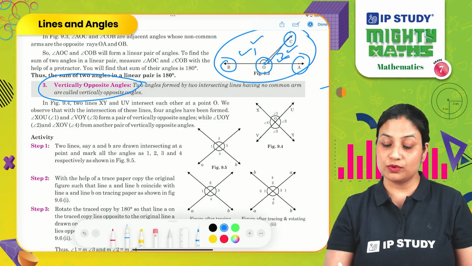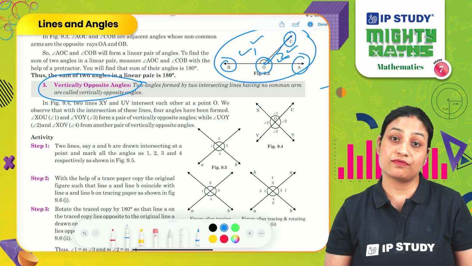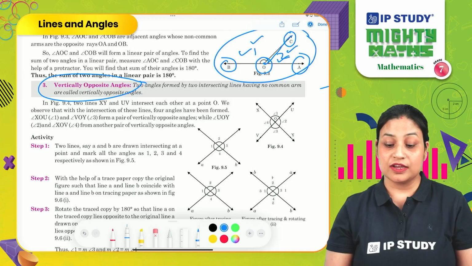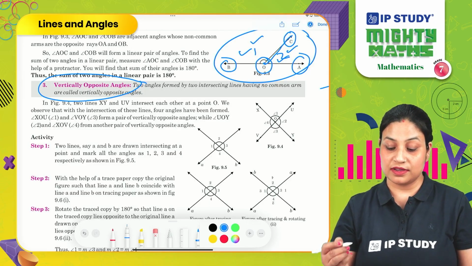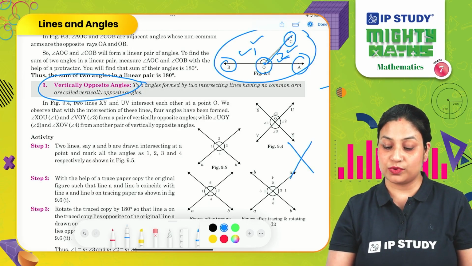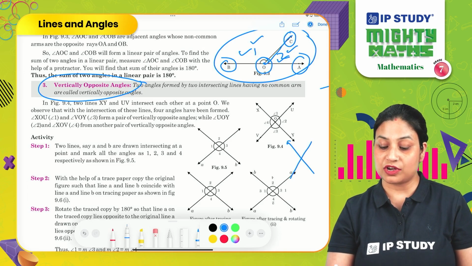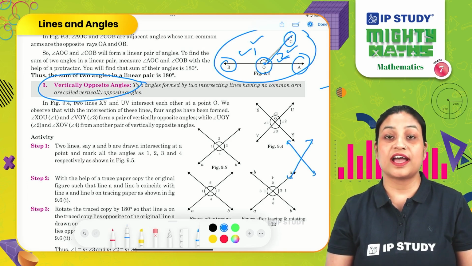Because when two lines intersect each other, they also form angles between them, right? Let me show an example over here. Suppose I have these two intersecting lines. How many angles are formed over here? I can see 4 angles.